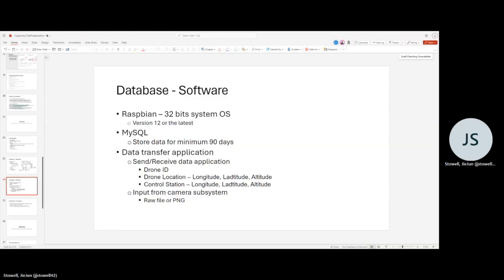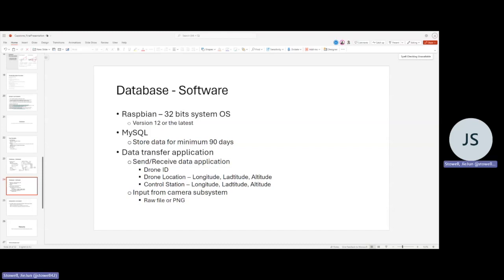And the database implementation will be using MySQL, and the requirement is that it will store the data for a minimum of 90 days, and let users select the maximum number of days to hold the data. And the data transfer application will be implemented in either C, C++, or Python to send and receive data.